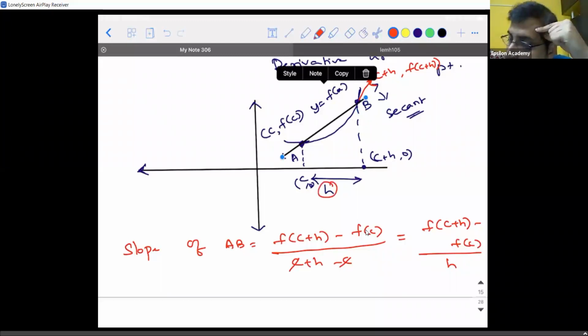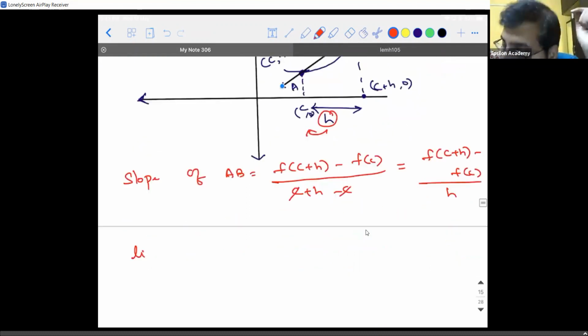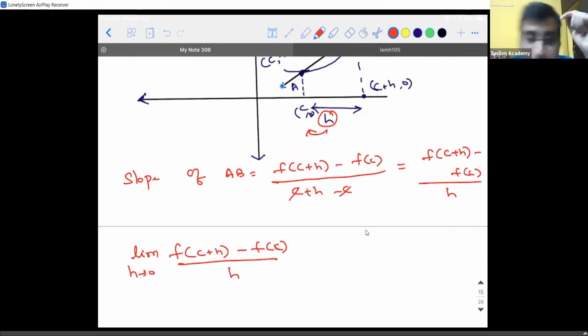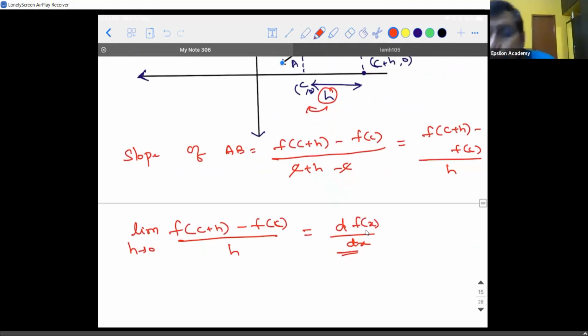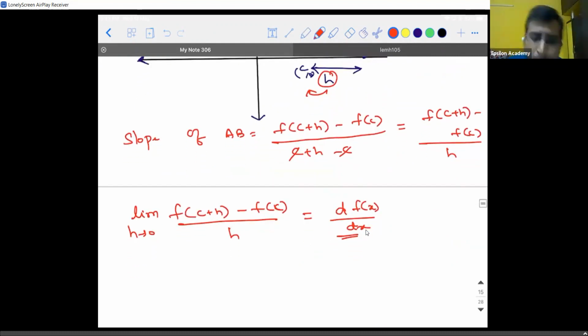When the value of H tends to 0, C plus H can be approximated to C. Then if I put a limit like this, limit H tends to 0, f of C plus H minus f of C, the whole divided by H, is what is called the derivative of f of x with respect to x. This is the basic definition of derivative. To be more technical, this is what you would have learned last year as the first principle of derivative.